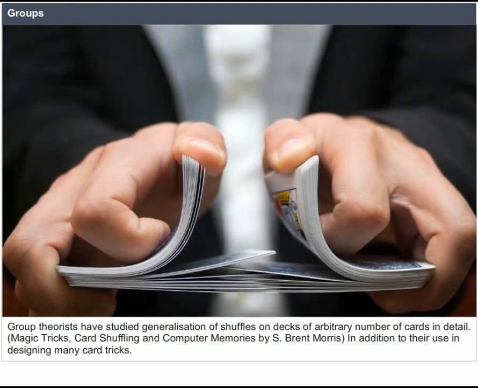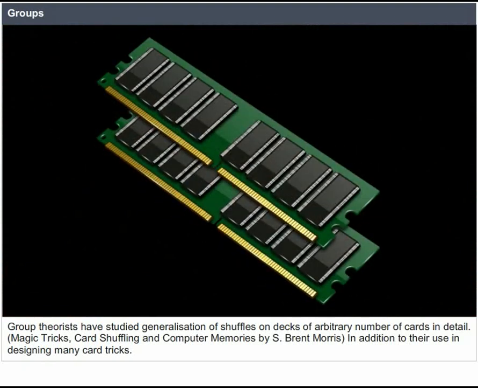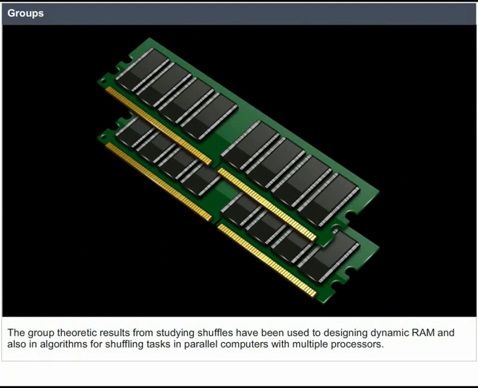Groups. Group theorists have studied generalization of shuffles on decks of arbitrary number of cards in detail. Magic tricks, card shuffling, and computer memories by S. Brent Morris. In addition to their use in designing many card tricks, the group theoretic results from studying shuffles have been used in designing dynamic RAM and also in algorithms for shuffling tasks in parallel computers with multiple processors.